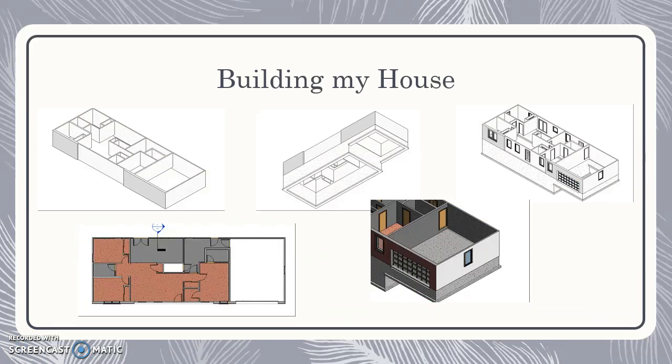The first step to building my house was doing the interior walls and the exterior walls. Next, I added the foundation with the footing. I then added all the windows and all the doors. And these were probably the easiest for me.